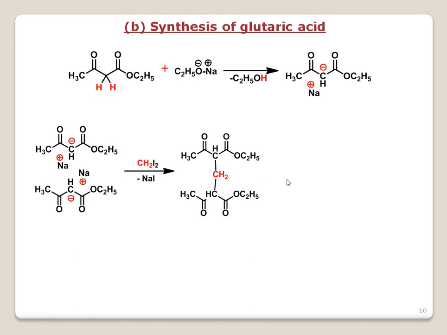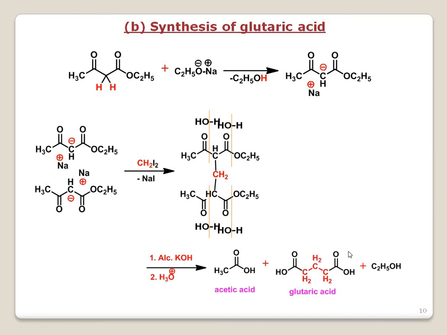The next step is simple alcoholic KOH hydrolysis, right? So you will be getting CO2H over here, CH2, CH2, CH2, CO2H. So you will be getting the corresponding glutaric acid. Okay, this is how it is done.